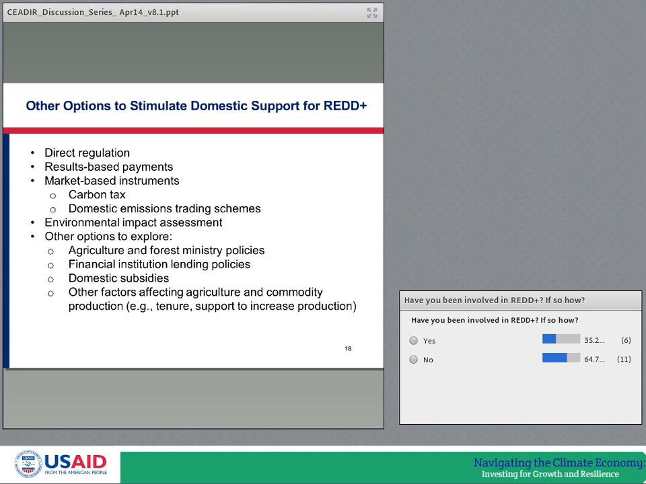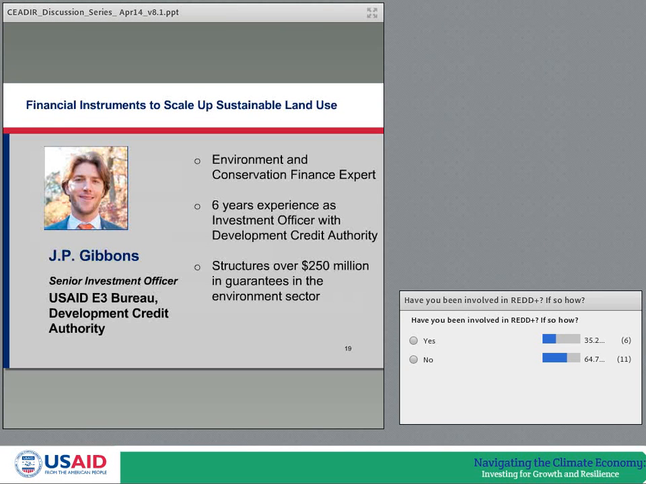Our next speaker is J.P. Gibbons. He's with the USAID Economic Growth, Education, and Environment Bureau and the Development Credit Authority. He has structured over $250 million in loan guarantees in the environment sector.